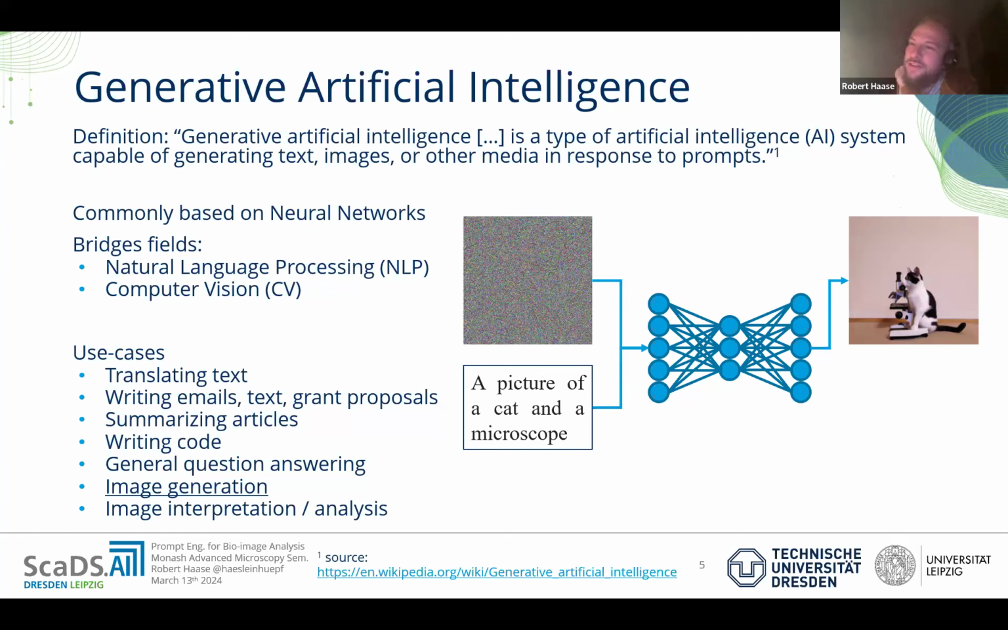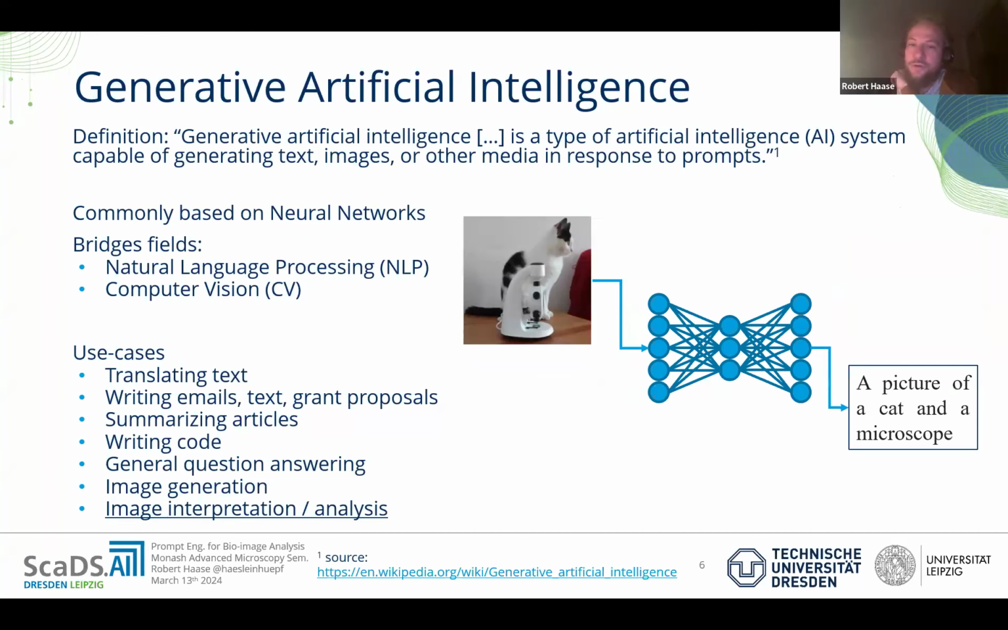What I find more fascinating is when multiple modalities, multiple kinds of media come into play. Here you see, for example, how I take an image of noise, really just random numbers, and a sentence like "a picture of a cat in a microscope," and I put it into a neural network, into this architecture, and I can generate an image of a cat sitting next to a microscope.